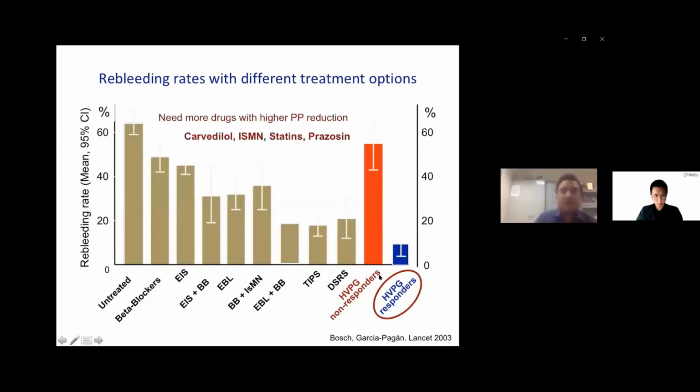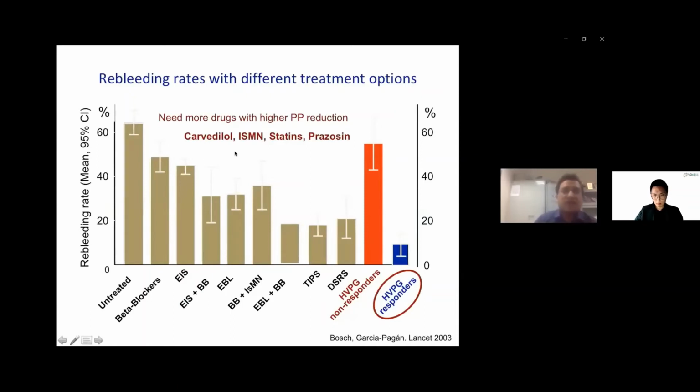So currently available drugs like propranolol or carvedilol may not be very effective in terms of achieving the HVPG response. The responders are only 20 to 50% in most of these studies. We need better drugs to achieve the hemodynamic response.